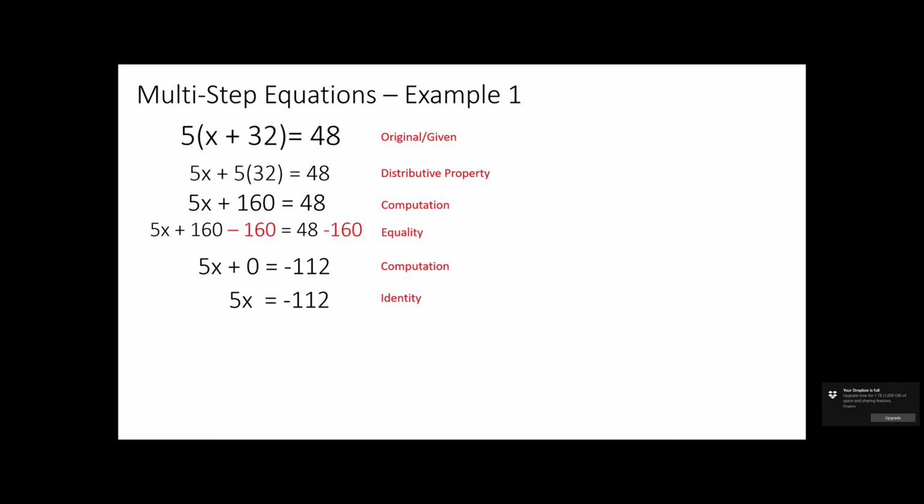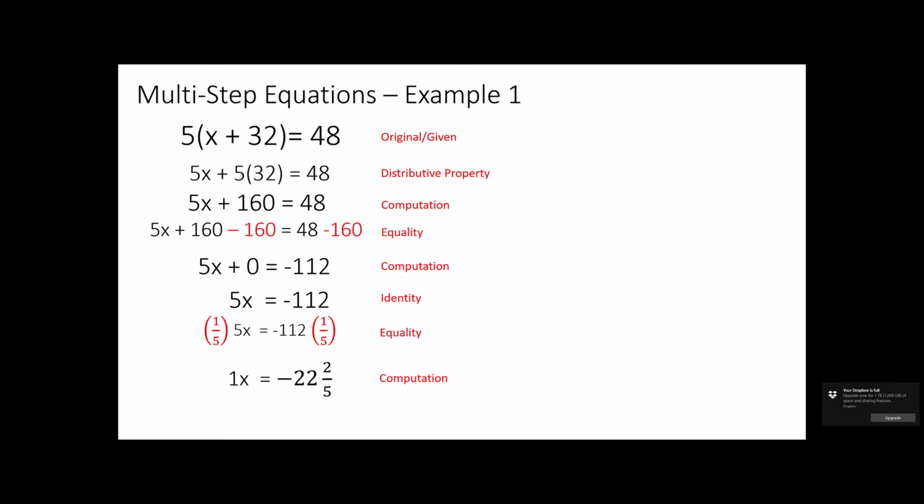I have that 5, I want to get rid of it, so I'm going to multiply by the multiplicative inverse, which is the 1/5. A lot of you would say to get rid of the times 5, divide by 5. Multiplying by 1/5 is the same as dividing by 5, so that's perfectly acceptable. I like to write it this way in the video because I want you to see it's the multiplicative inverse. And then I'm going to use some computation.